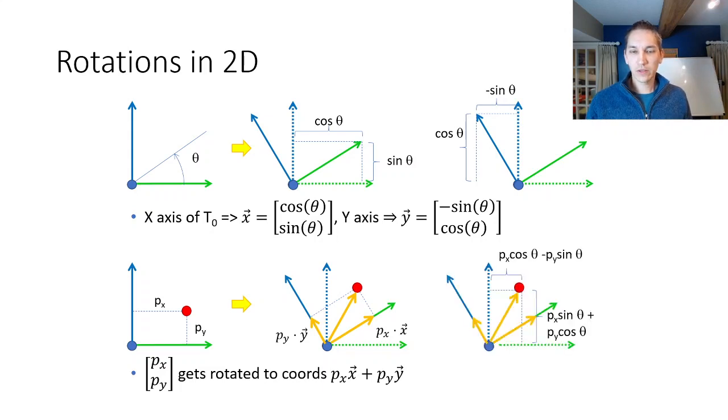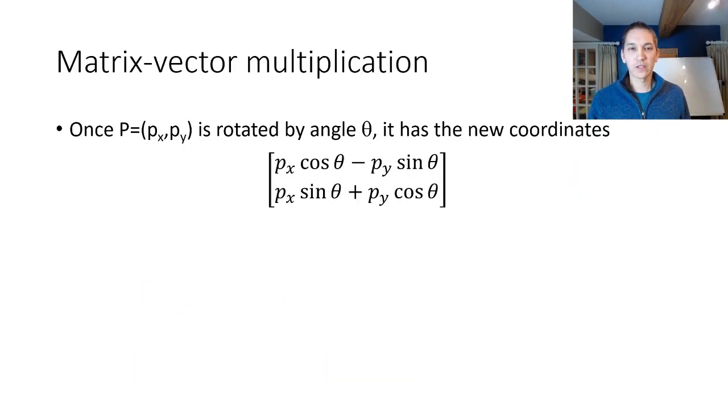So now if we just compute this all together, we end up getting these equations, which gives us the ultimate form of the expression of rotation: px cosine theta minus py sine theta as the x coordinate of the new point, and px sine theta plus py cosine theta as the y coordinate of the new point.